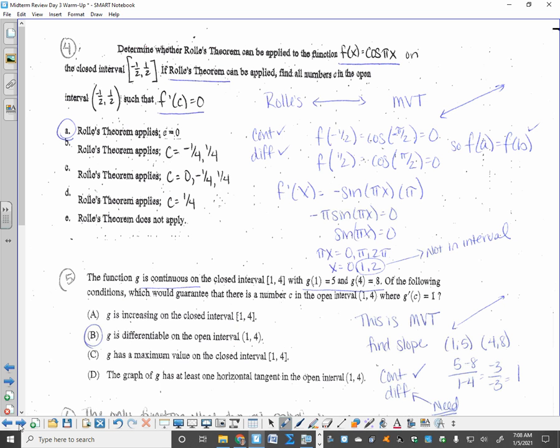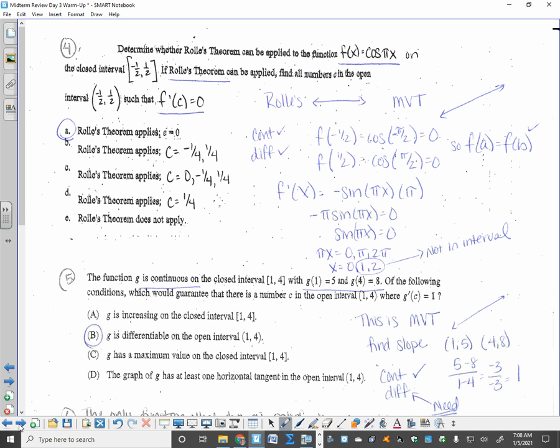For both of these, you have to be continuous and differentiable, and that's where answer choice E comes into play. It would not apply if you are not continuous or differentiable. Cosine of pi x is a very well-behaved function, so that's all good.